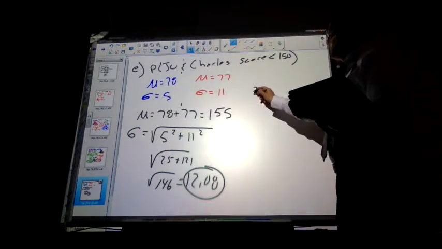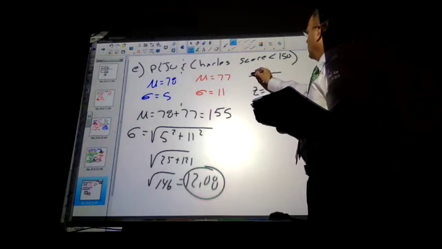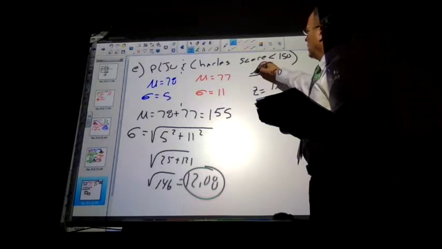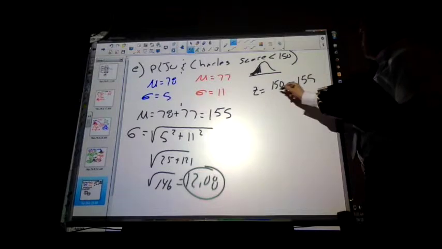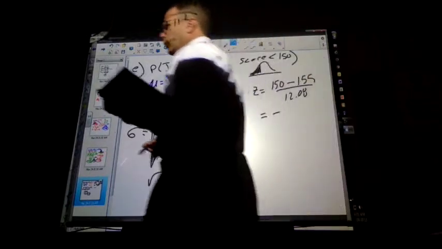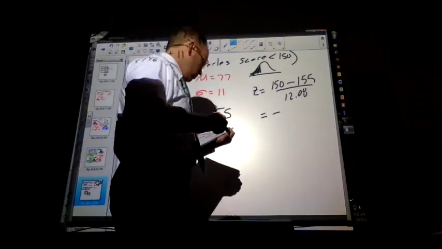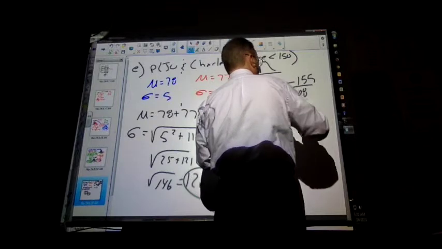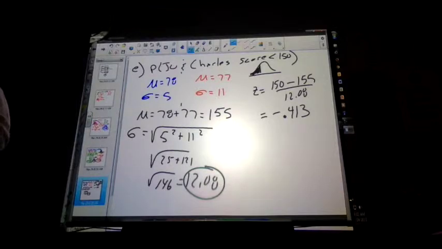So I'm going to find the z-score of this. I want their score to be 150. So again, if 150 is like here, and we want scores less than that, that's what our picture should look like. So I'm going to go 150 minus 155 over 12.08. This is going to be, what is 5 over 12.08? Say it one more time. Negative 0.4139. Okay. What does the negative indicate then? It's on the left side of what? Not standard deviation, average.